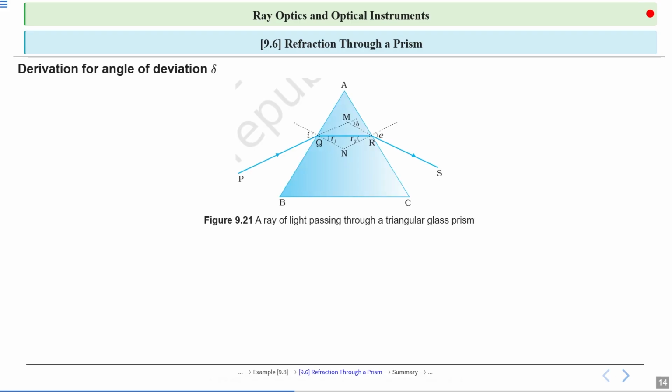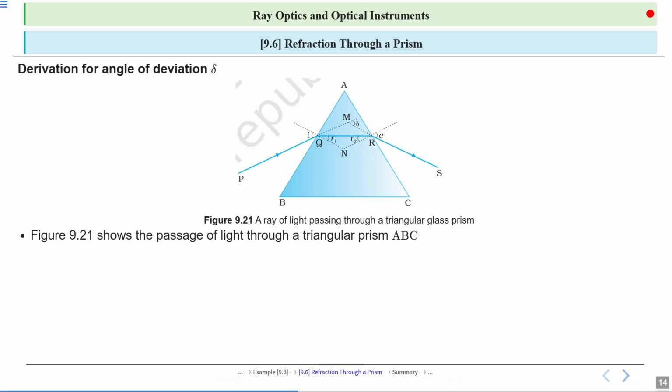Here we have figure 9.21, which illustrates a ray of light passing through a triangular glass prism. Notice how the light enters and exits the prism, bending at each interface. This visual will help us understand the path of light and the angles involved.